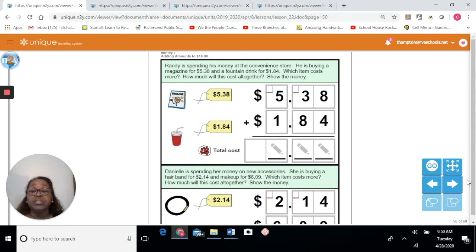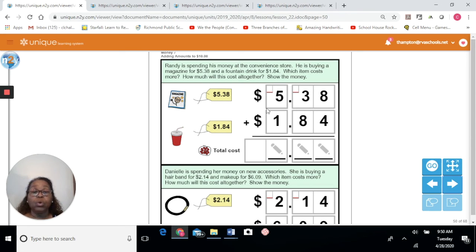Which item costs more? So we're going to go all the way over to the left side. Oh, I'm giving out the answers. You tell me. Where are we going to start? Here? No? Okay. Start here. Excellent. So 5 and 1. 5 is greater than 1. Which is the larger number? Of course, $5 is more than $1. Excellent. So $5.38 is the largest number.